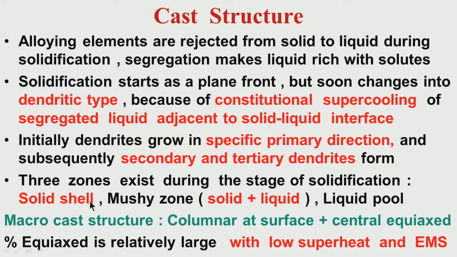Solid shell means at that zone solidification is complete. Liquid pool means solidification has not started. The mushy zone is in between, that means the solid fraction in the mushy zone is between 0 and 1, or in percentage between 0 and 100. So that is called the mushy zone, a combination of solid and liquid. Now, I will show certain figures of this macrostructure so it will be clear. The macrostructure is columnar at the surface and equiaxed at the center, and how this equiaxed zone increases I have told you, it depends on superheat and electromagnetic stirring.